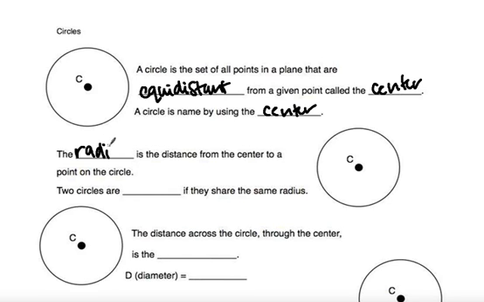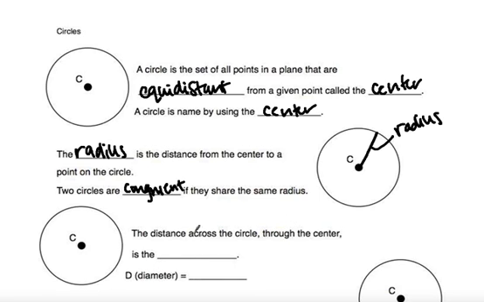The radius is the distance from the center to a point on the circle. So for example, if I went from the center of the circle here to the outside, this would be considered the radius. Two circles are considered congruent if they share the same radius.